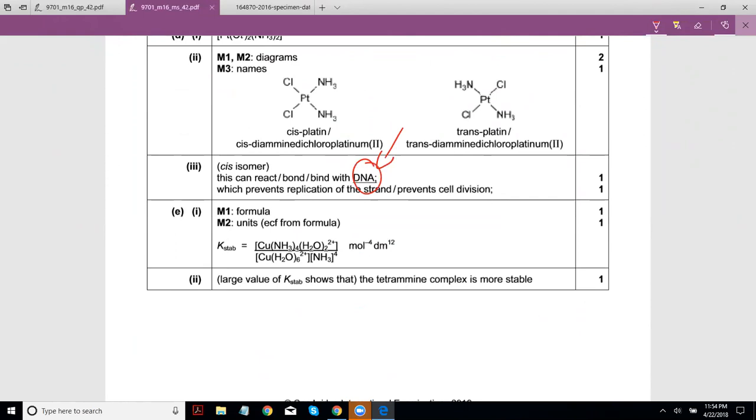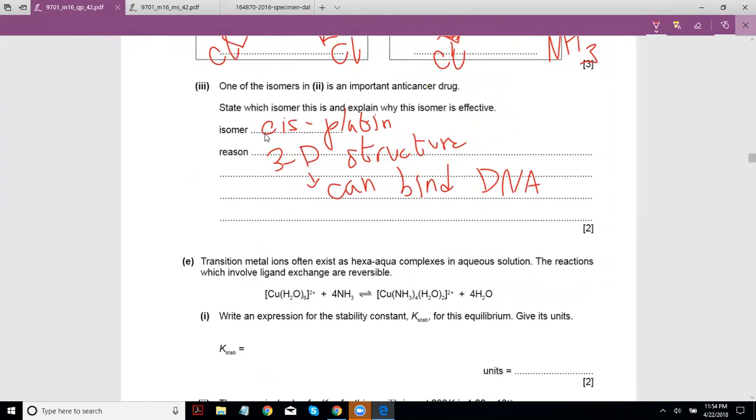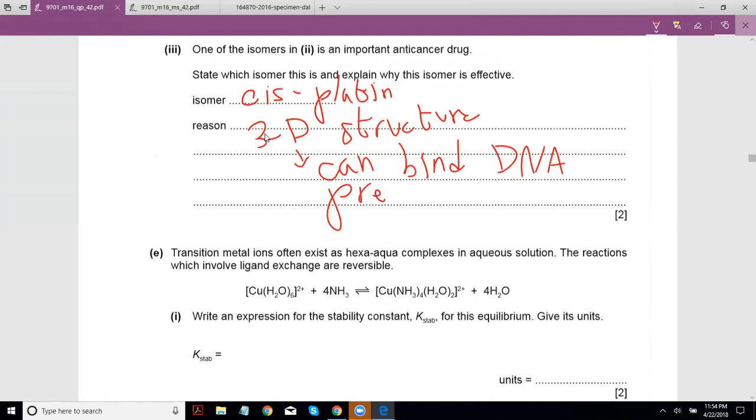That's what I hate about chemistry. They put in useless things to memorize. Which prevents replication of the strand, prevents cell division. Okay, makes sense. So it can bind or bond with DNA, and because of that, preventing replication.